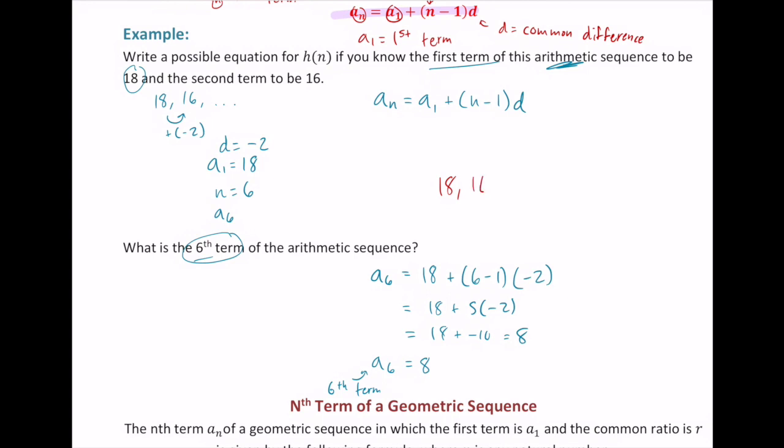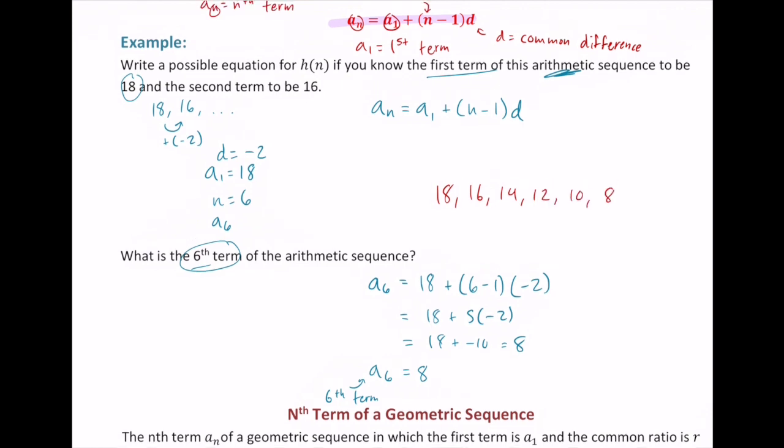We're starting with 18, the next one is 16, we're always subtracting 2. We have 14, 12, 10, and 8. So this is the first term, second term, third term, fourth term, fifth term, sixth term. Exactly what we found using our formula.